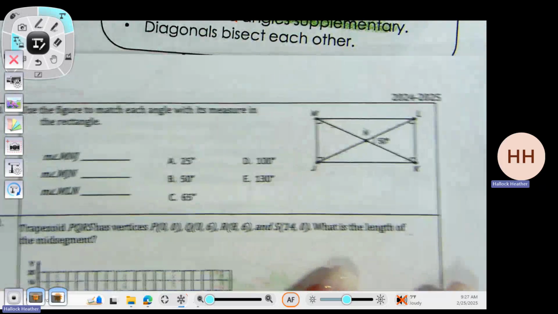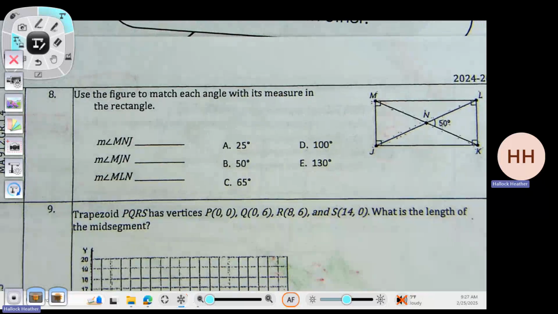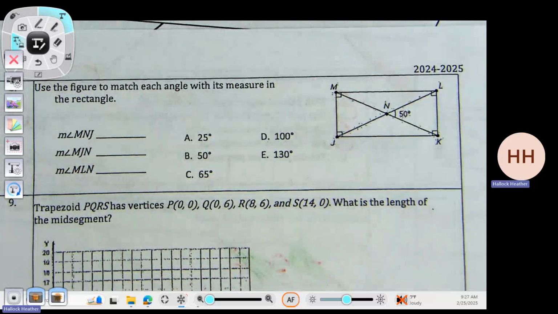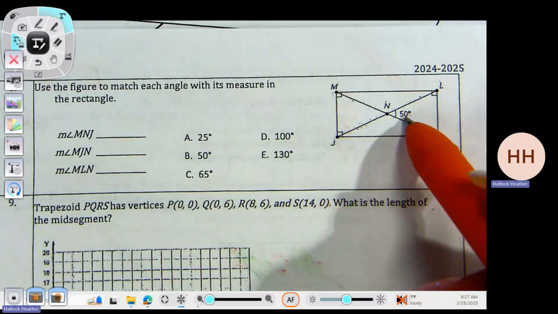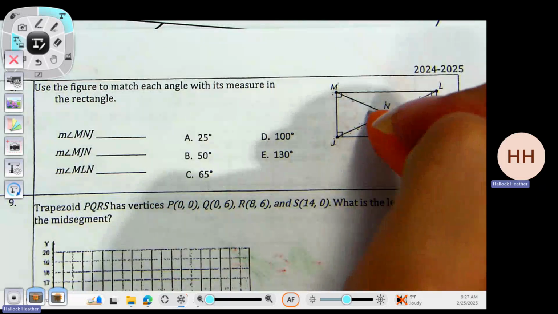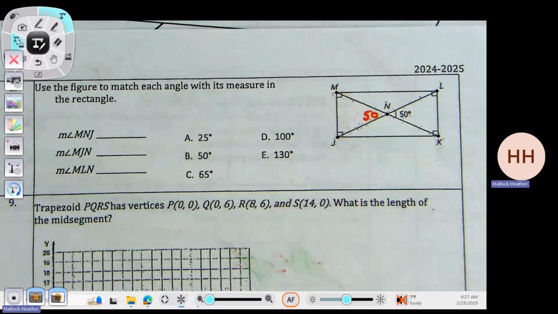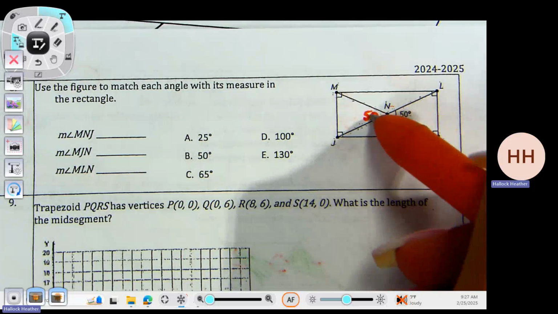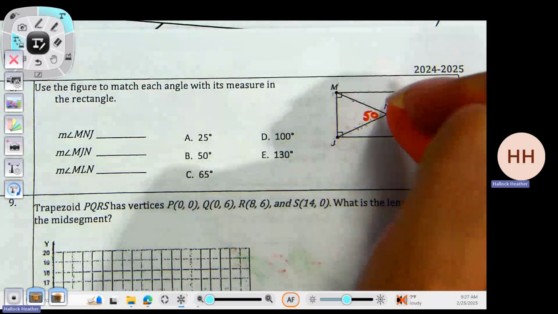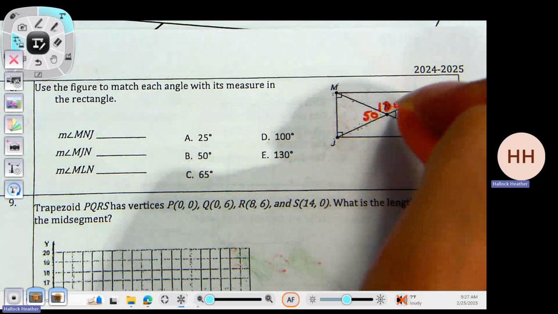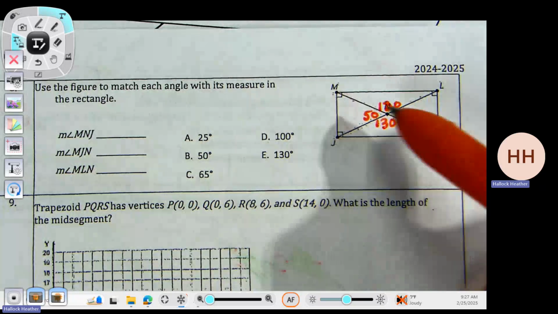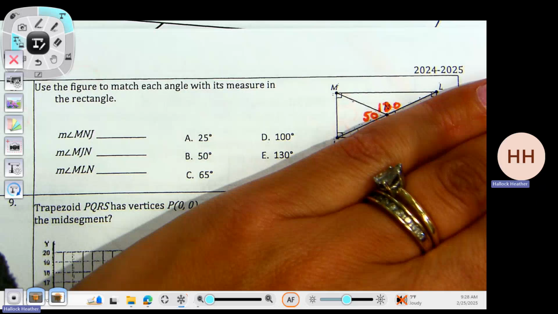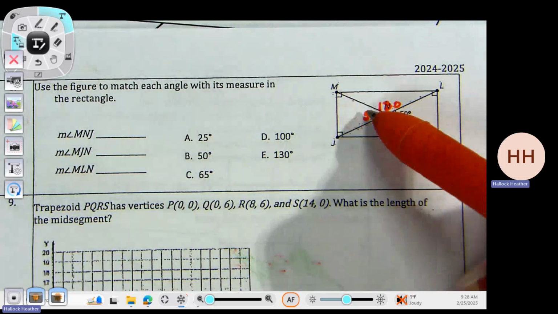A lot of people have been skipping these on the assignments. Number 8 says use the figure to match the angles with its measure in the rectangle. I would just move around the angle and then go back and fill it in later. So 50 can go here. Vertical angles are congruent, so 50 can go here. Next to it is its supplement because they make a straight line. So 50 plus something needs to make 180. This would have to be 130. So I have 130, 130, 50, 50, because half of it has to make 180 because it's a straight line. 130 plus 50 makes 180, which makes sense. That's obtuse. This is obtuse, this is acute, and this is acute.